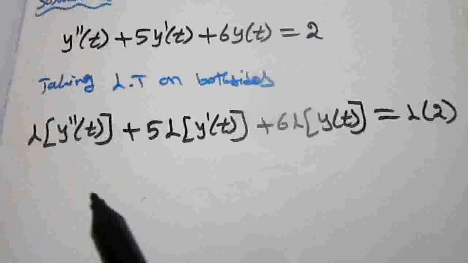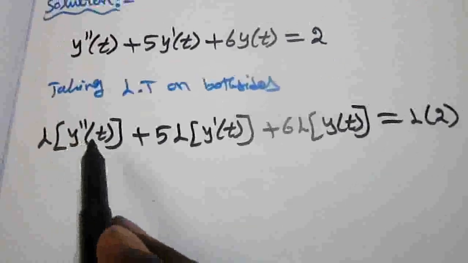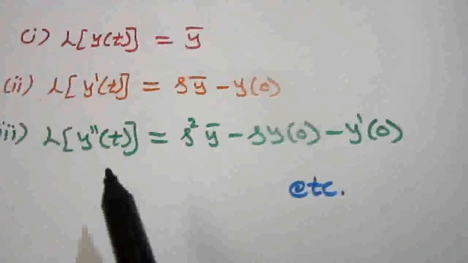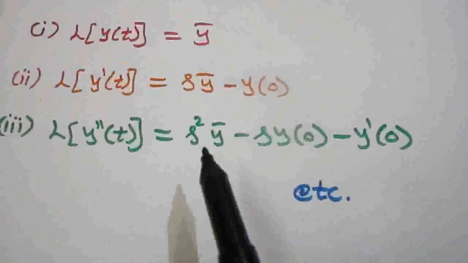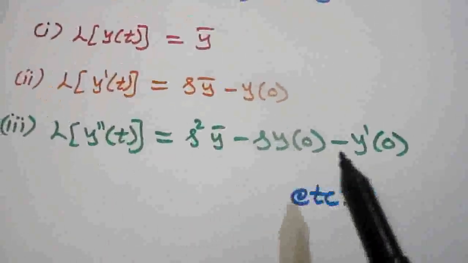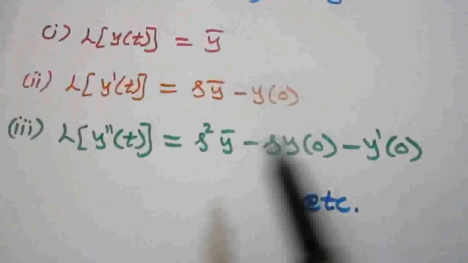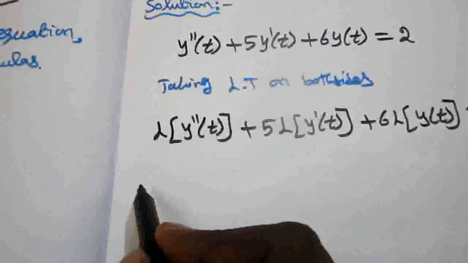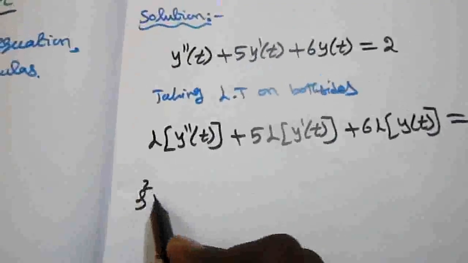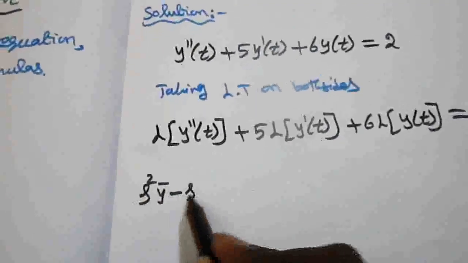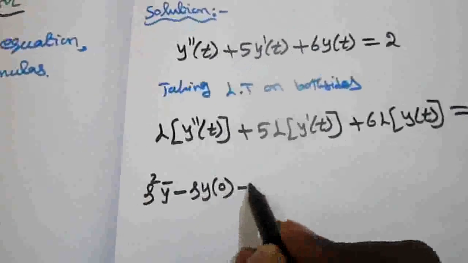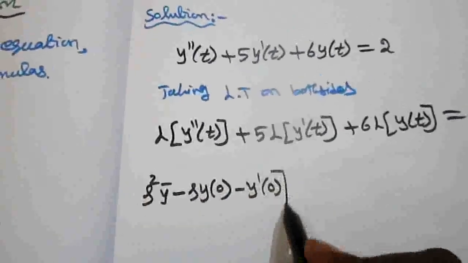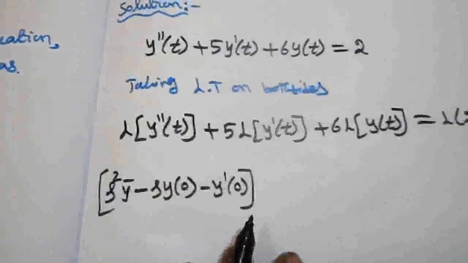Now I am going to use the formula. You know the formula for L of y double dash of t. So this is the formula: L of y double dash of t is s square y bar minus s y of 0 minus y dash of 0. This formula I am going to apply here. So what is L of y double dash of t? s square y bar minus s y of 0 minus y dash of 0. So this is for the first one.